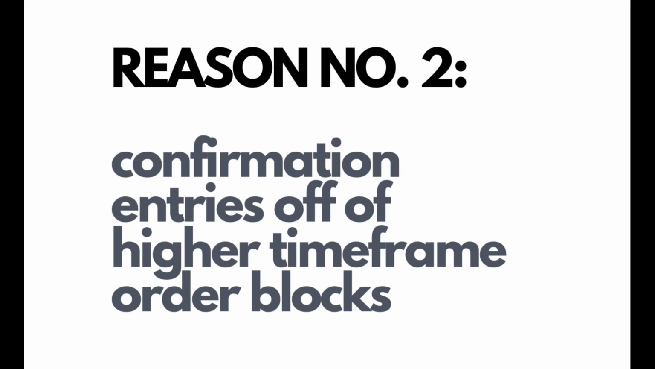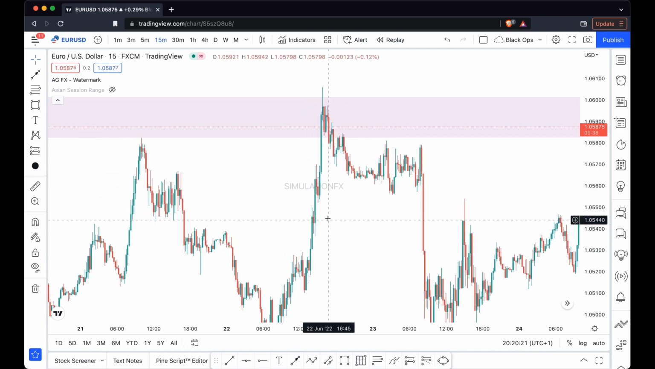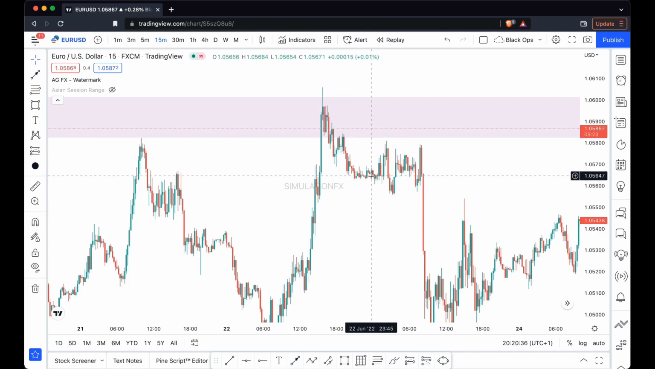Reason number 2, confirmation entries on higher time frame order blocks. Now, when it comes to trading higher time frame order blocks, one type of entry is a confirmation entry. As we can see in this example, price has come into a higher time frame POI. Now, we start to pull away, and that's the sort of reaction we expect once price enters a POI. We want a sort of rejection. We get this in this case, and price starts to move to the downside.